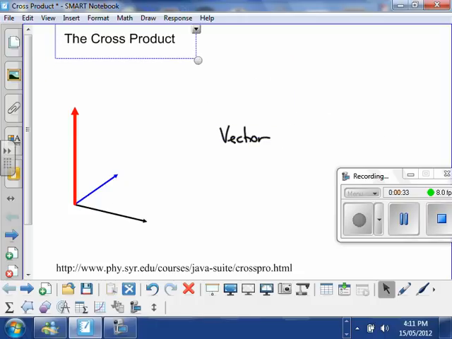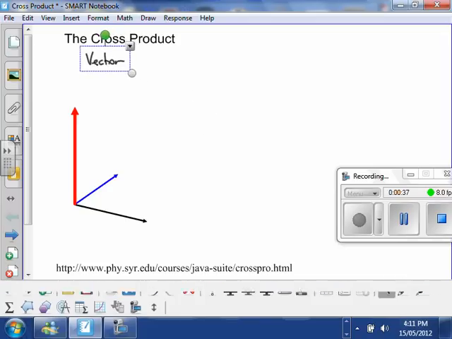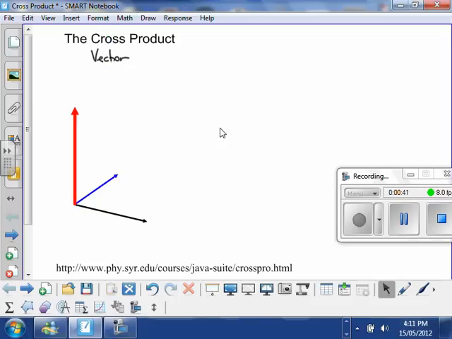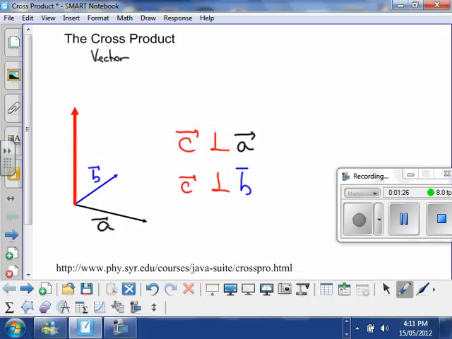When we talk about the cross product or the vector product of two vectors A and B, let's consider vector A, the black one over here, and vector B, the blue one. The cross product is a vector that is perpendicular to both vectors A and B. So I'm looking for a certain vector C that has a very important quality. It is perpendicular to vector A, and C is also perpendicular to B. Please let's remember that.